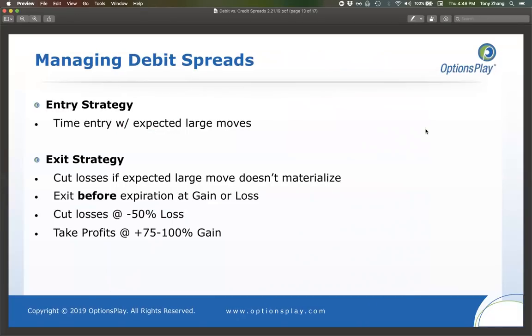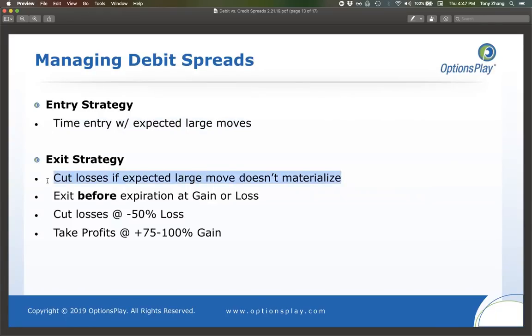When you're trading debit spreads, you want to time your entries with an expected large move. So any type of breakout would be an ideal time to enter a debit spread. As far as managing a debit spread, this is really part of the reason why I like trading debit spreads, because managing them is really easy. There's pretty much one set of rules that you can manage all debit spreads with, and it's really easy to remember. So the first thing to remember with trading debit spreads is that you want to cut your losses if the expected move that you're expecting does not materialize.